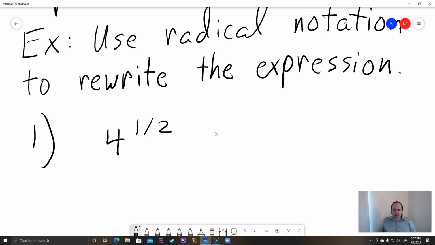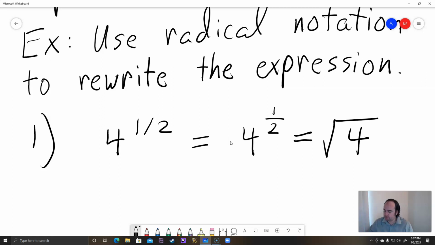So this exponent is actually a fraction. This is the same as 4 to the 1/2 if you write it vertically like that. That's what it means. And like I was saying, this is actually going to be a radical. So the 1/2 power is the same as the square root. So this equals the square root of 4, and everyone should know that 2 times 2 is 4, so the square root of 4 has to be 2. So our answer here is 2.